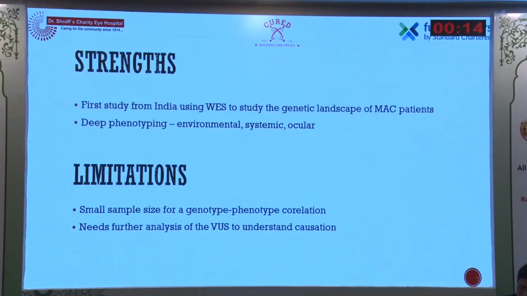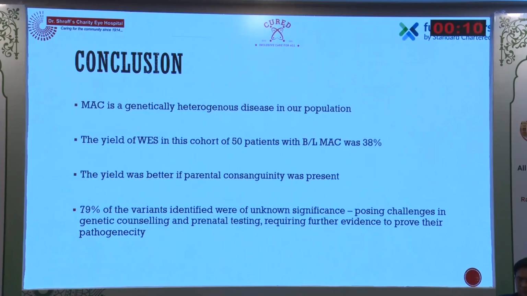This is the strength of the study: the first genetic study using WES in this population, and the limitation is the small sample size. To conclude, MAC is a genetically heterogeneous disease in our population. The yield of WES is 38%. It was better in parental consanguinity, and 79% were variants of unknown significance, which needs more work.